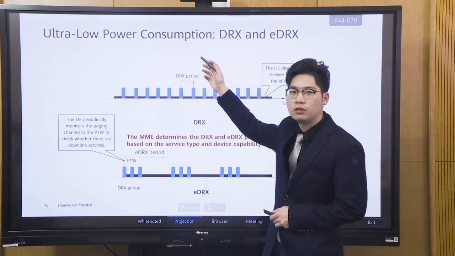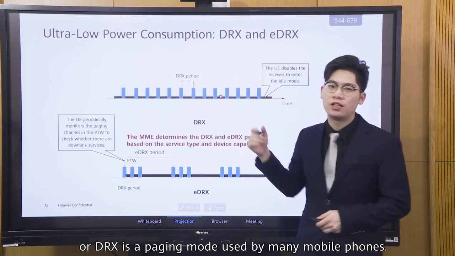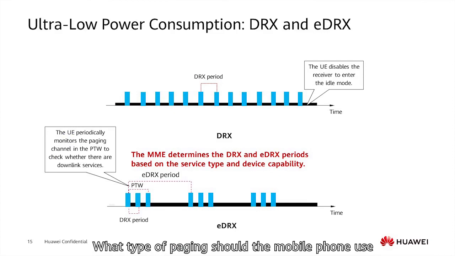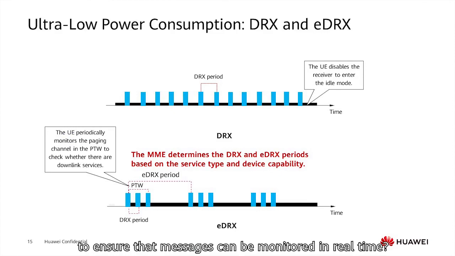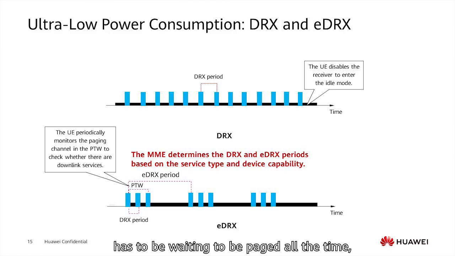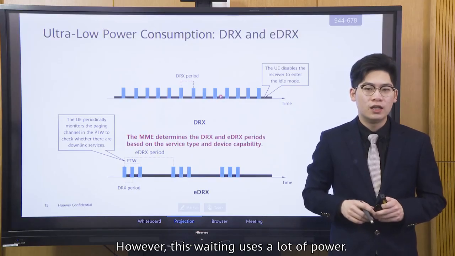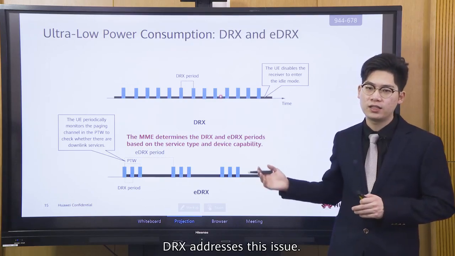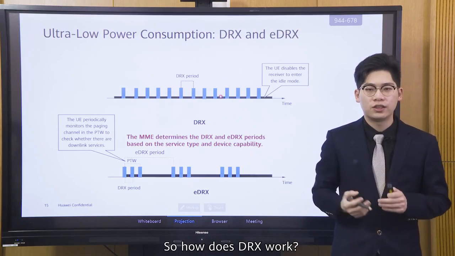Discontinuous reception, which is DRX, is a paging mode used by many mobile phones. What type of paging should the mobile phone use to ensure that messages can be monitored in real time? Does that mean the mobile phone has to be waiting to be paged all the time, like a student in class waiting for the teacher to call on them? However, this waiting uses a lot of power. DRX addresses this issue. So how does DRX work?